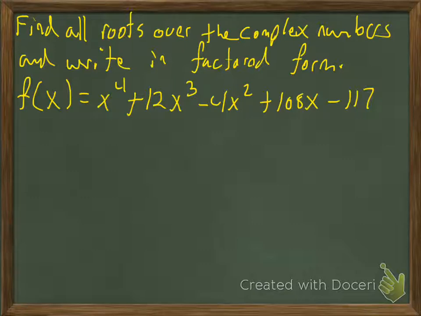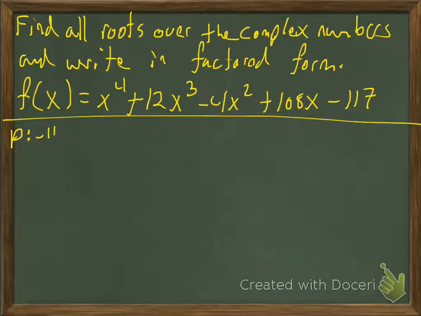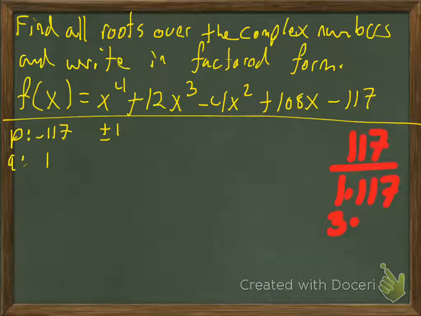So we're going to use the PQ theorem, the rational roots theorem, to find our possible rational roots. Our P is going to be negative 117, and the Q is just positive 1. If I want to get the factors of 117, there's a divisibility rule for 3: if I add up the digits 1, 1, and 7, that's 9, which is divisible by 3, so 117 is divisible by 3. That helped me break it down. So 117 is 1 times 117, 3 times 39, and 9 times 13. Those are the factors of 117, so that's where these are coming from.